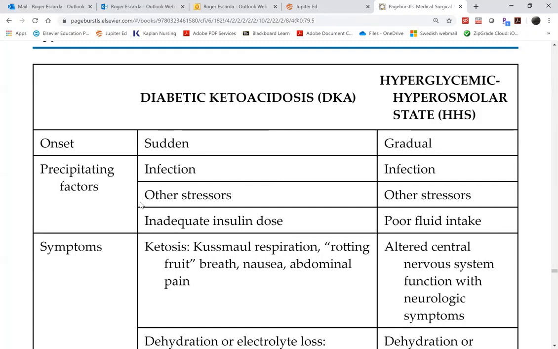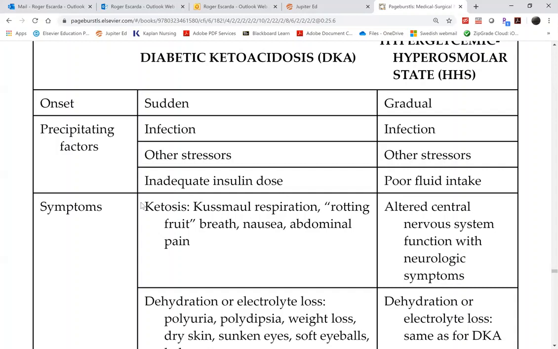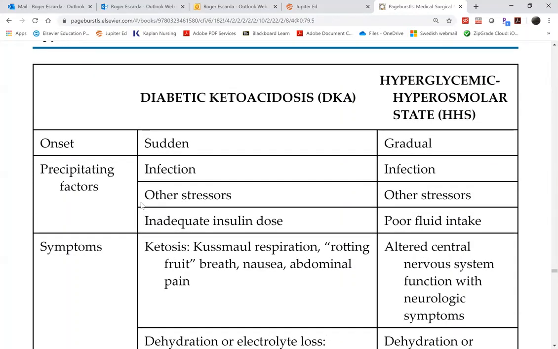All right, onset. DKA suddenly occurs. By suddenly, we mean literally a few hours. HHS, on the other hand, is gradual. By gradual, we mean several days up to a week. Because DKA is sudden, most of the symptoms are acute and therefore readily observable. In HHS, they are subtle, which makes HHS very dangerous because look at the symptoms.